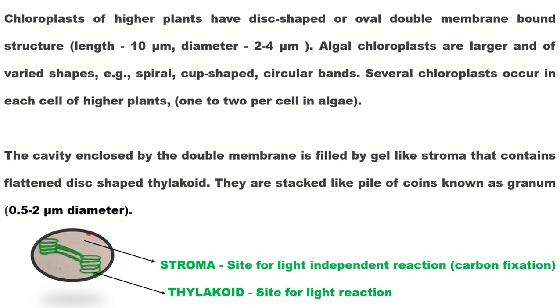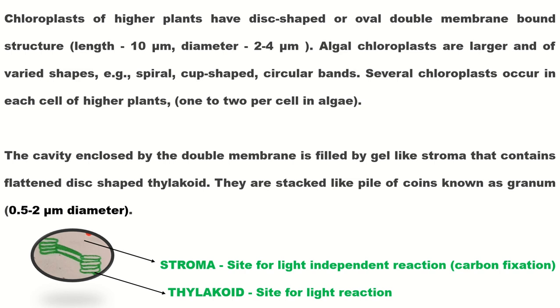Now let's talk about the structural details of chloroplast. Chloroplasts of higher plants have disc-shaped or oval double membrane bound structure. The length is approximately 10 micrometer and the diameter is 2 to 4 micrometer. The algal chloroplasts are normally larger in size and of varied shape, like some organisms have spiral, some have cup shaped, others have circular bands of chloroplasts. Sometimes polyploid plants also have chloroplasts which are larger in size.